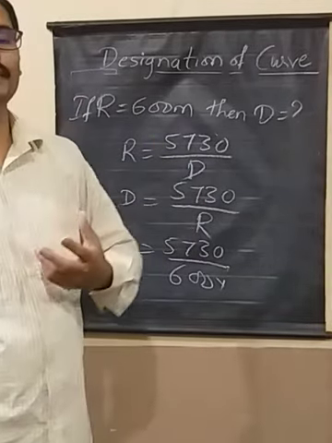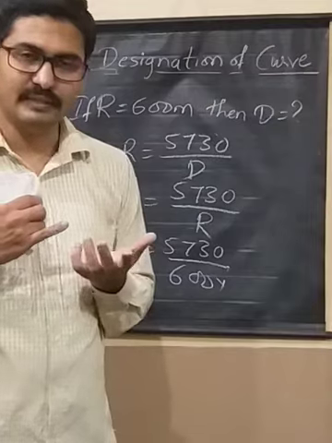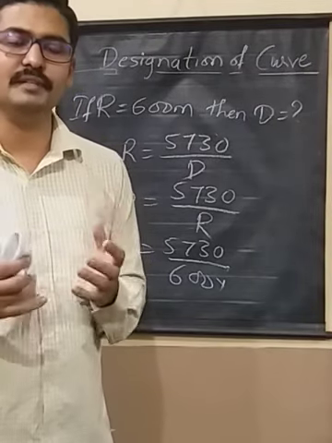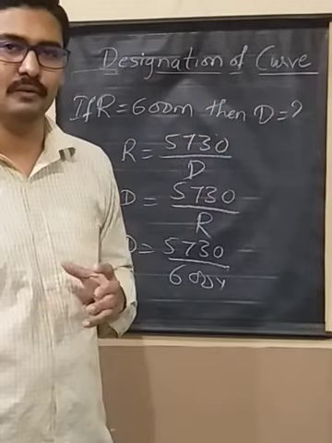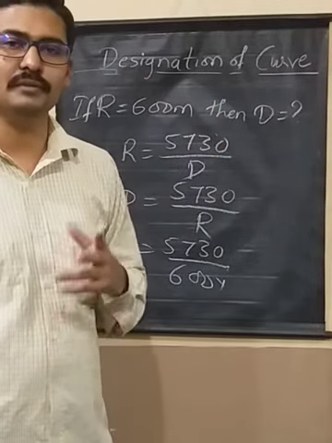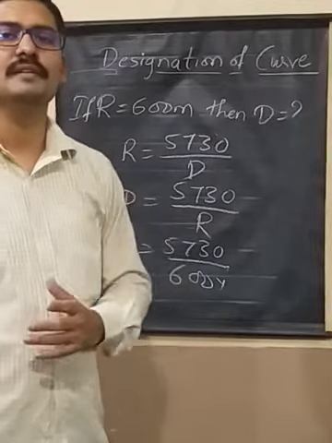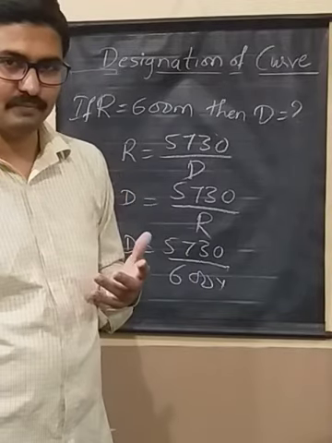So this is the basic thing you need to understand about the degree of the curve. Whenever you designate a curve in India, we are supposed to tell what is the degree of the curve: 1 degree curve, 2 degree curve, 3 degree curve. This is how you designate the curve.